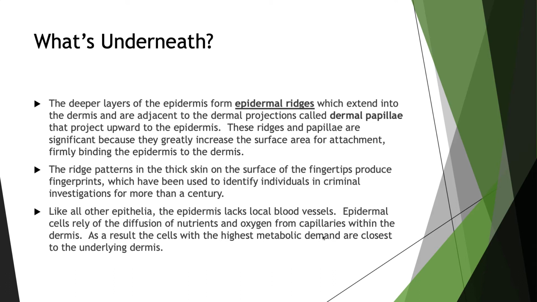And like all other epithelia, the epidermis lacks blood vessels, which means that things have to diffuse to the upper layers. Epidermal cells rely on, again, diffusion of nutrients and oxygen from the capillaries within the dermis. And as a result, the cells with the highest metabolic demand are usually closer to the underlying dermis, which is why you start to see the stratum basale, which is that bottom layer, contain most of the metabolic action.